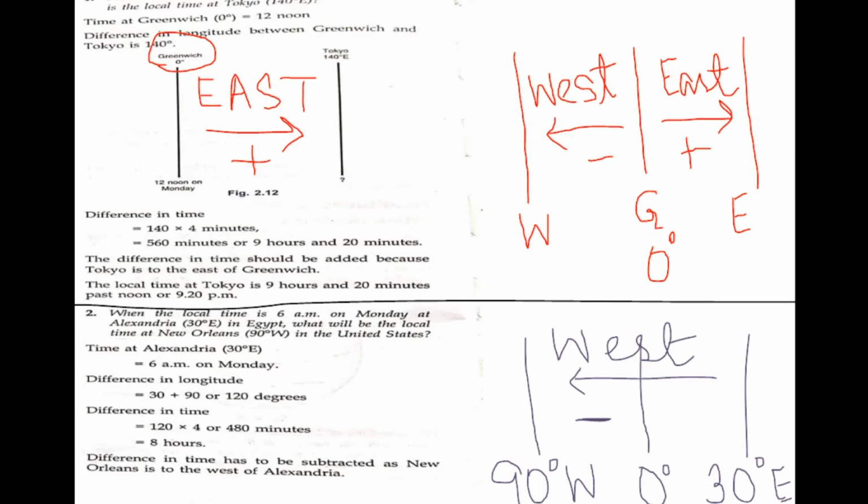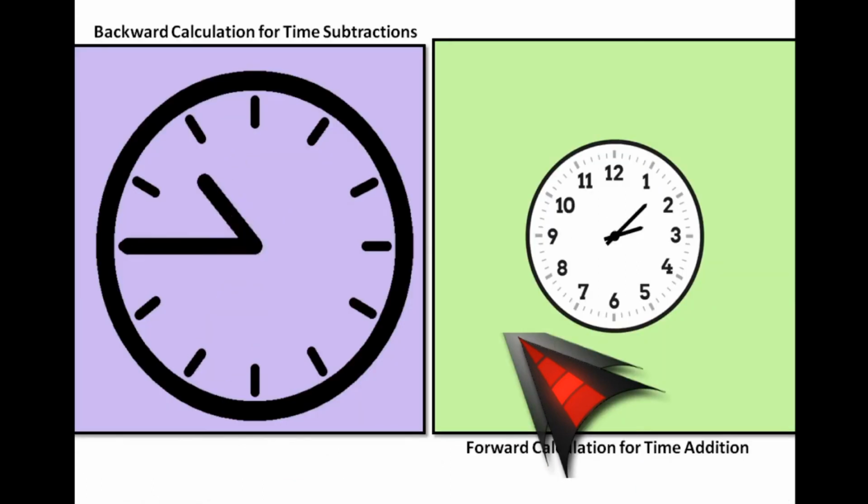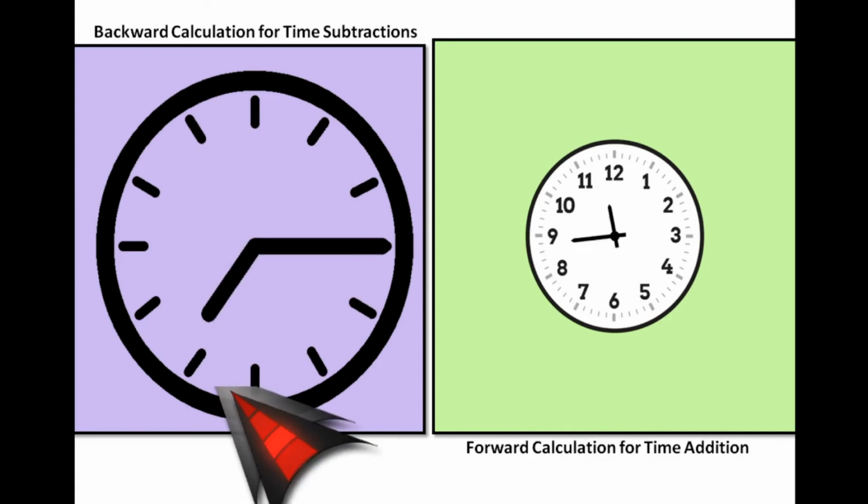So see, in my question, it was mentioned that it is 6 a.m. on Monday. As I said, one weekday has been subtracted because I have gone in the backward direction, following this side of the clock. So I will reach Sunday in the backward position. Okay, let's move on to some more programs.